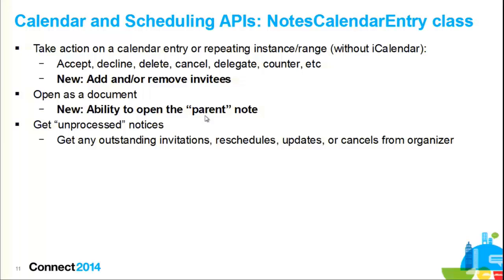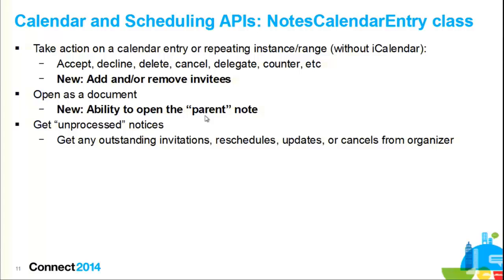Another capability is to open it as a document. Now, in a single meeting, it's pretty straightforward. There's one document, we can open it up. In a repeating meeting, there's potentially a number of documents that represent that series, and there's some flags that we have to control to make sure you get the document you want.